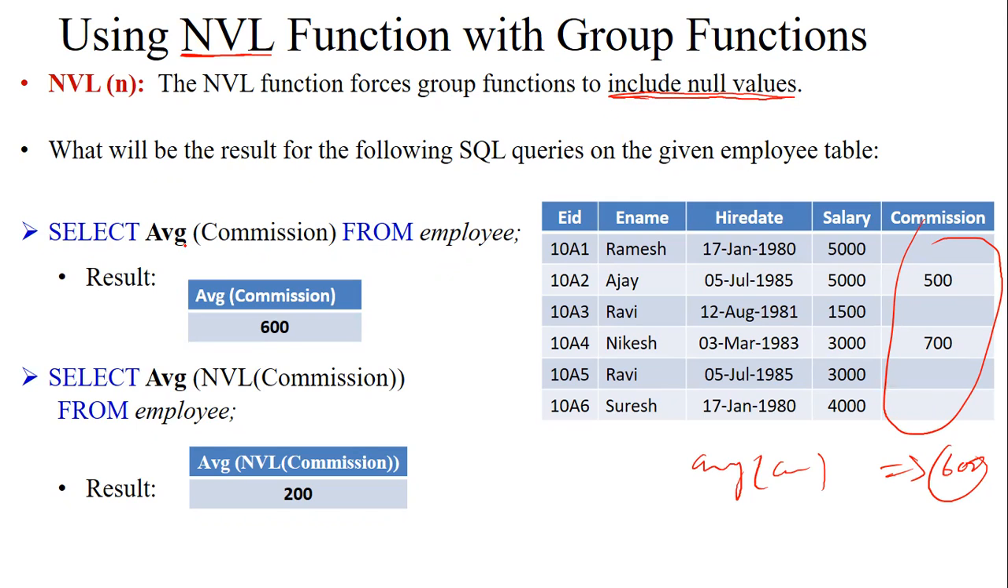So you can do it by writing NVL. Here we are computing average commission, and in this case we are getting 600. But here if I use NVL on the commission, the null values will not be eliminated, so we are getting 200 as the result. Here null values will not be avoided and will be counted. So a total of 6 rows will be counted, and the total of 1200 will be divided by 6. Then we are getting 200 as the average.